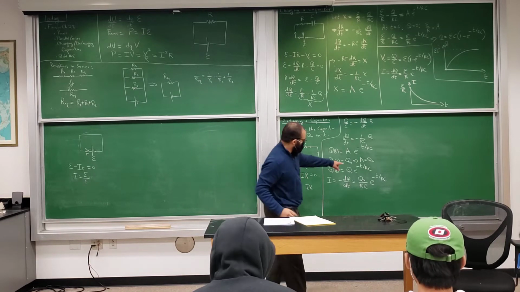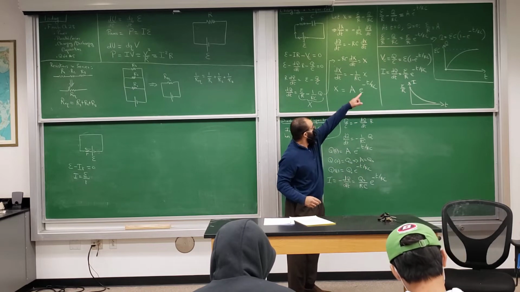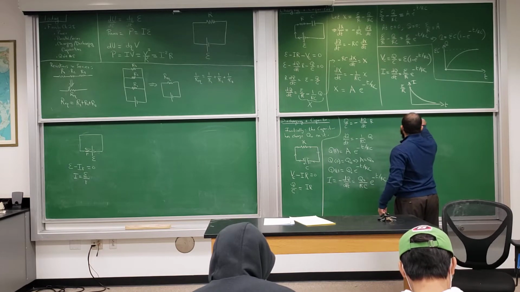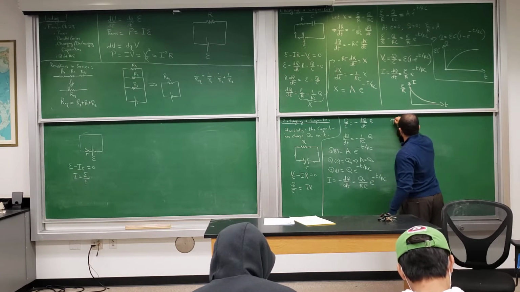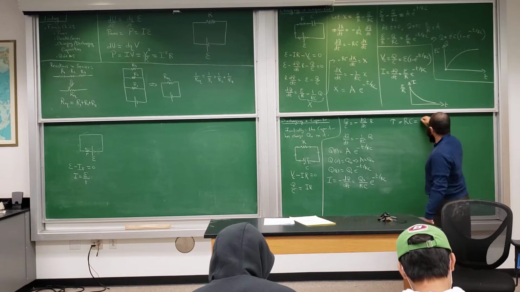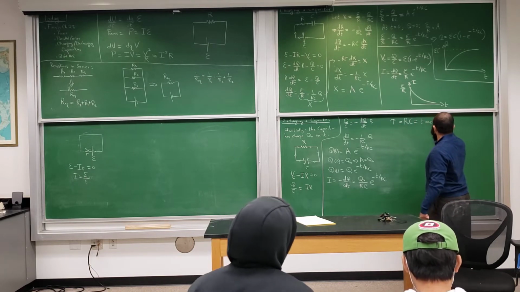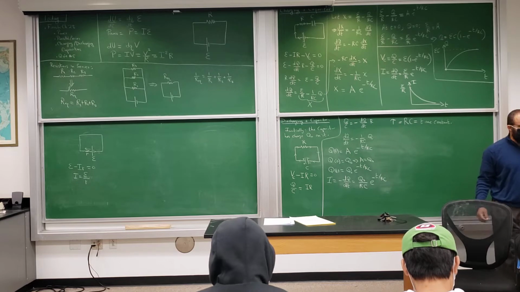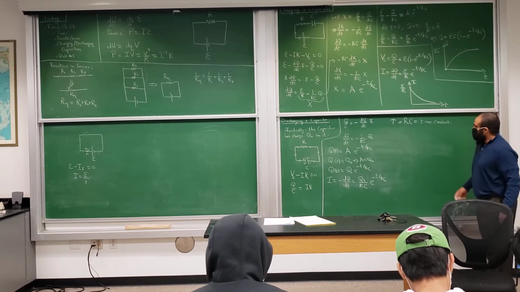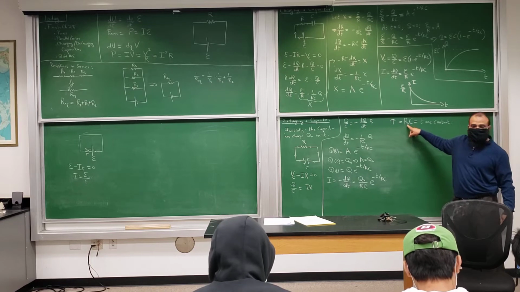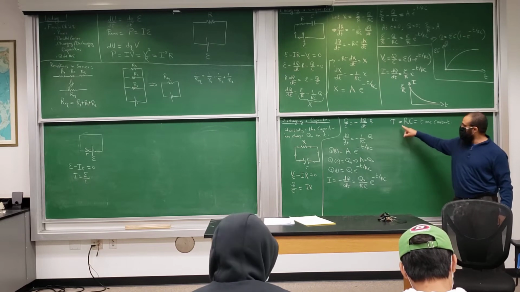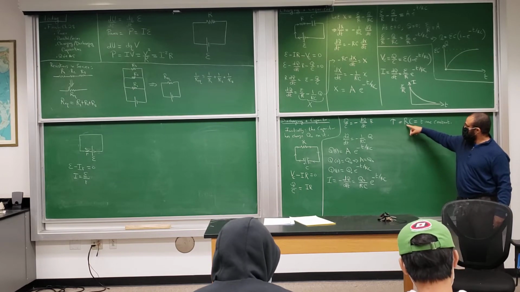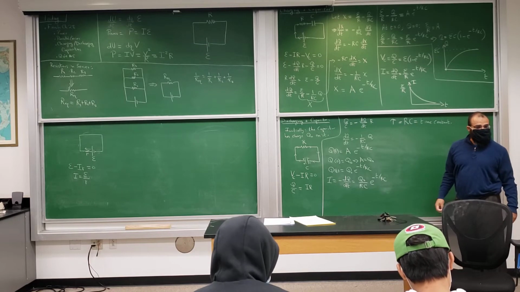Now, notice this constant, 1 over RC, appeared over there and over here. So this RC is called tau, and it is the time constant. So to charge or discharge a capacitor, if the resistance is small, then tau will be small. If R is small, then tau will be small. So if it's a tiny resistance, then it's quick to discharge the capacitor.